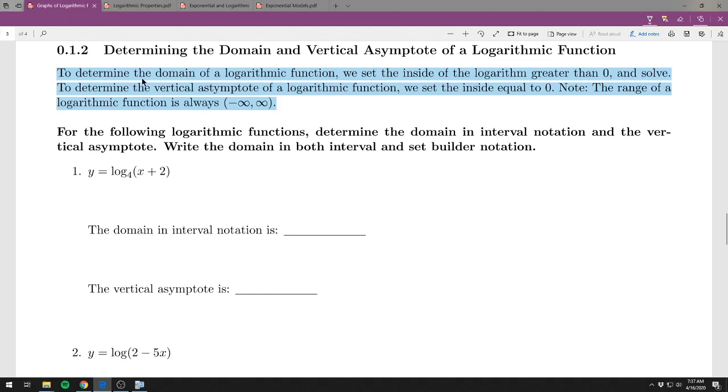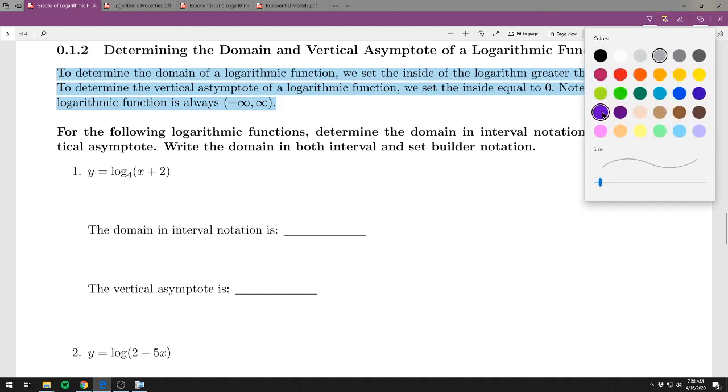To determine the domain of a logarithmic function, we set the inside greater than 0 and solve. To determine the vertical asymptote, we set the inside equal to 0 and solve. One thing that a couple of the homework problems do is they ask you for the range. The range of a log function is always, always, always negative infinity to infinity, at least the ones we do. You could have some sort of weird restricted domain question and that won't be true, but the ones we're dealing with, it's true.